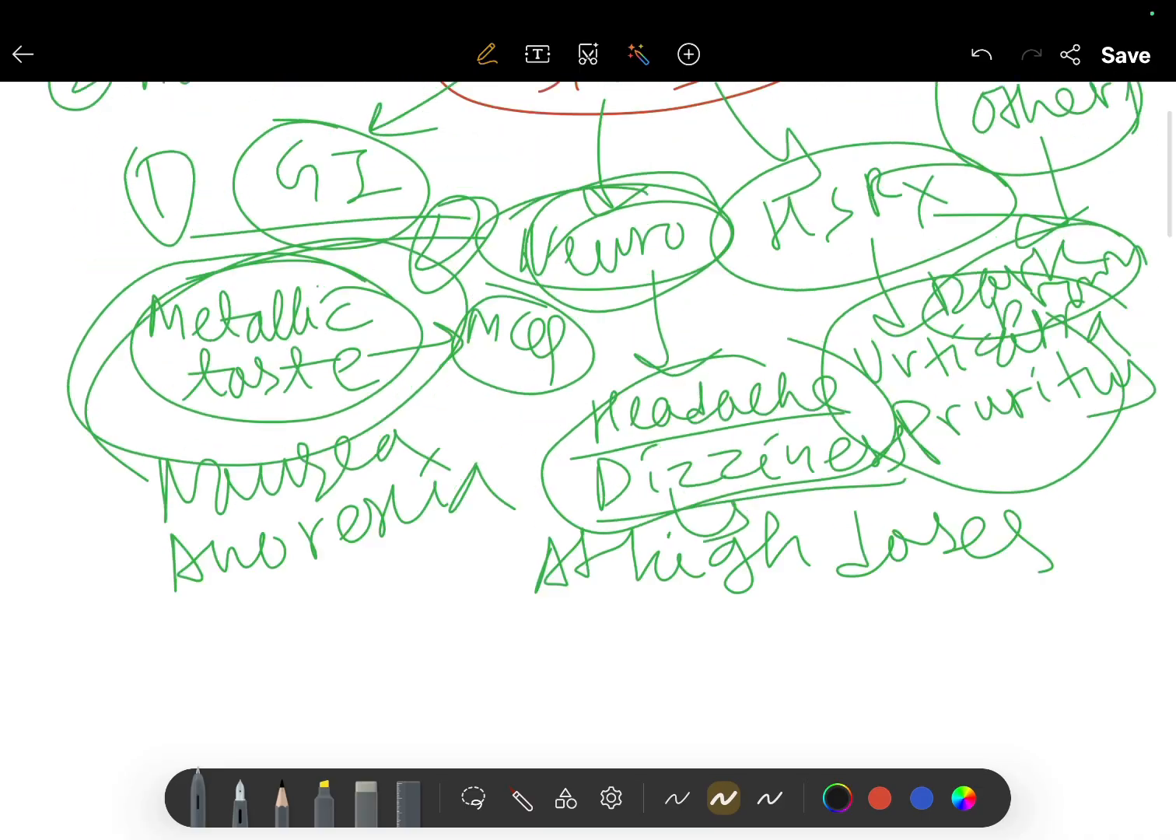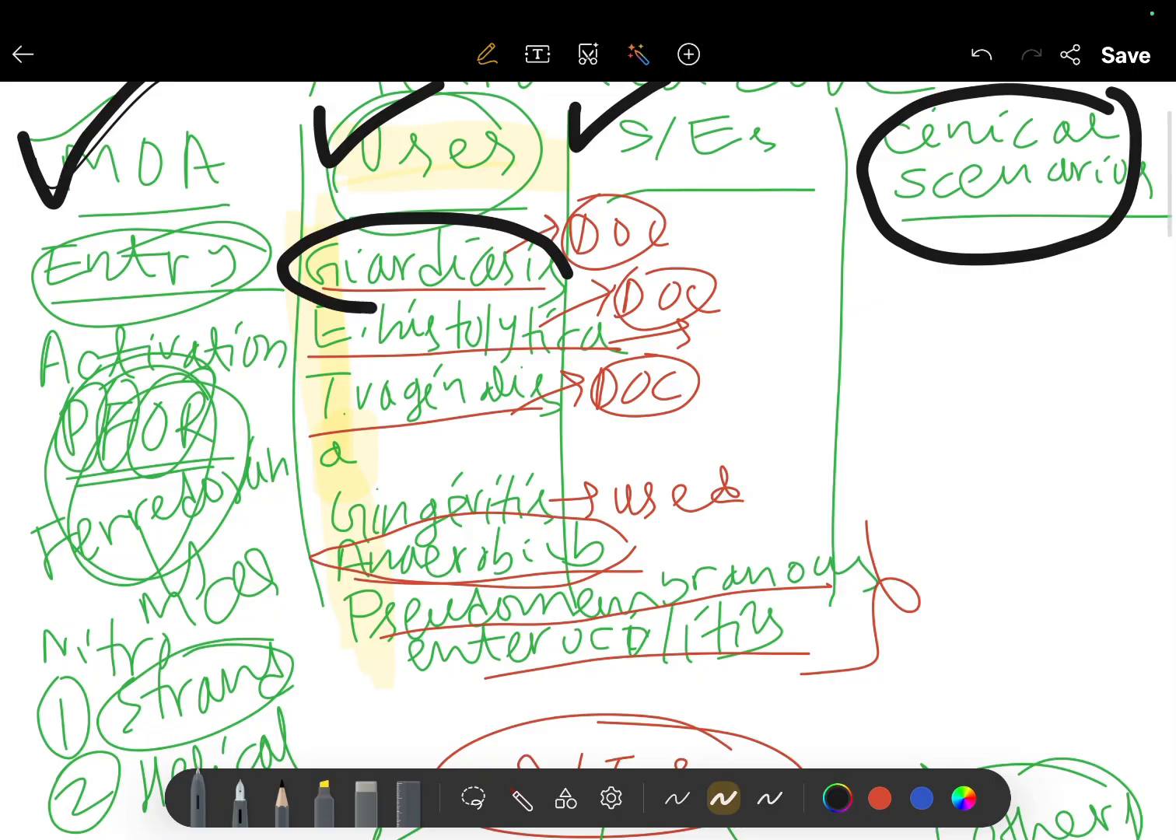So our mnemonic, GET A GAP. In that we know that in case of giardiasis, the drug of choice is metronidazole. So the answer is metronidazole 400 mg TDS for 7 days.